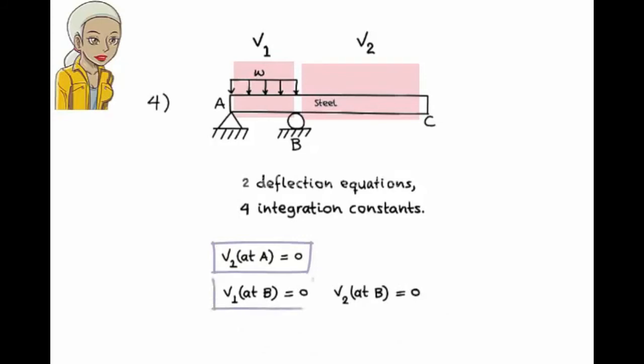This means both V1 and V2, evaluated at point B, must yield 0. Slope at B must also be continuous.